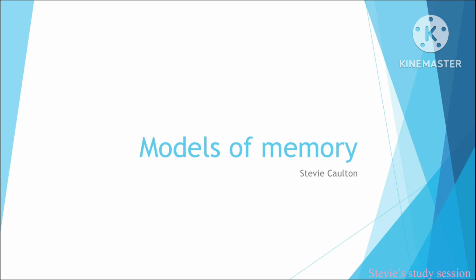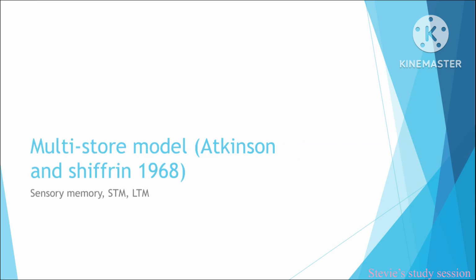The models of memory. This includes the working memory model, the multi-store model, reconstructive memory, and episodic and semantic memory. The multi-store model by Atkinson and Shiffrin, 1968. A fun way to remember that this is a model containing the sensory memory, short-term memory, and long-term memory is by remembering that it's a multi-store model. It contains multiple stores of memory, like the sensory memory, the short-term memory, and the long-term memory.